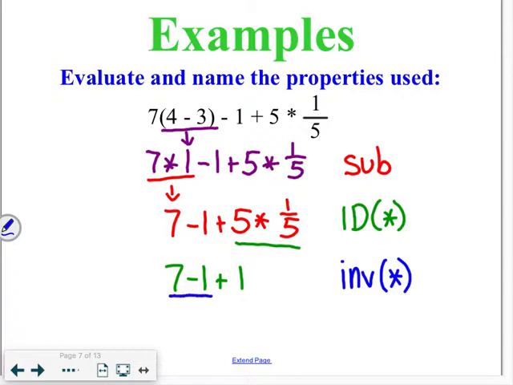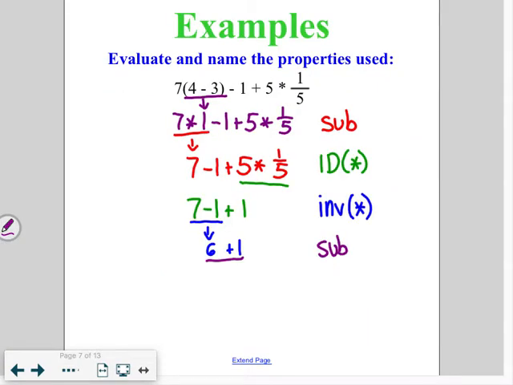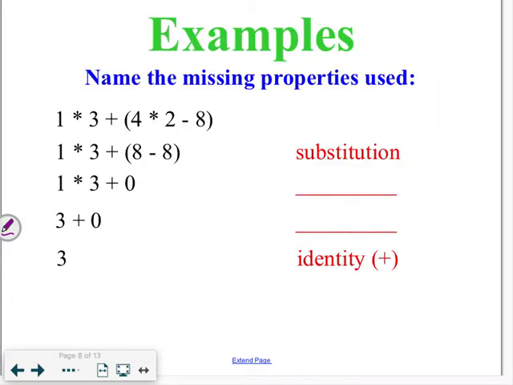Next, we need to do 7 minus 1, which gives us 6. That's using the substitution property again. That's just a normal operation. And the last thing we need to do is 6 plus 1 giving us 7, and that is also the substitution property. So I want you to take a minute, look through this problem, and figure out which 2 steps they are missing. Type your first answer and then your second answer.